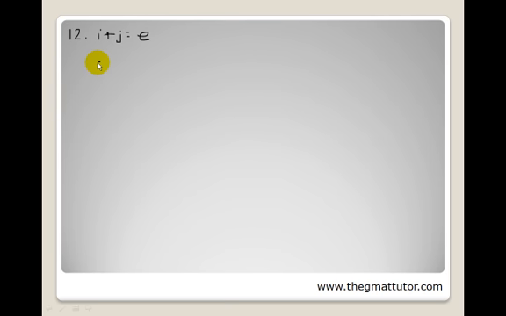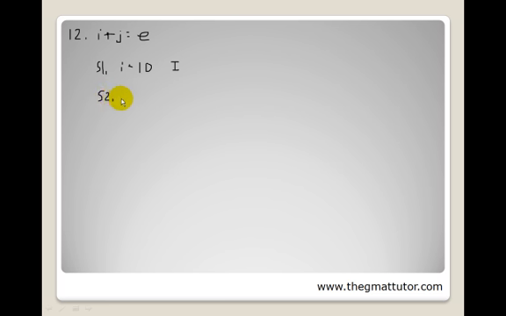So statement 1 tells us that i is less than 10. Basically by itself, that's not going to really tell us anything. All it tells us is that i is less than 10. It doesn't tell us anything about the sum of i plus j.